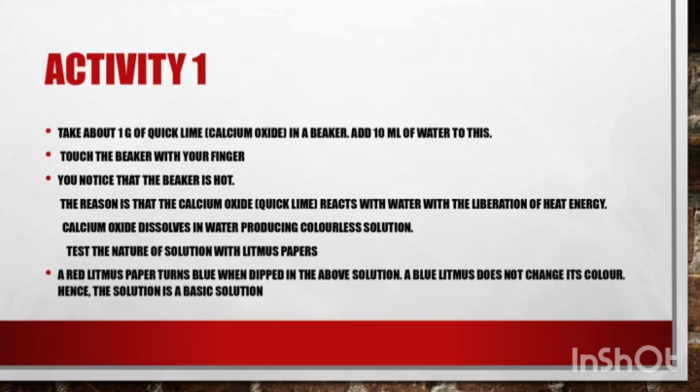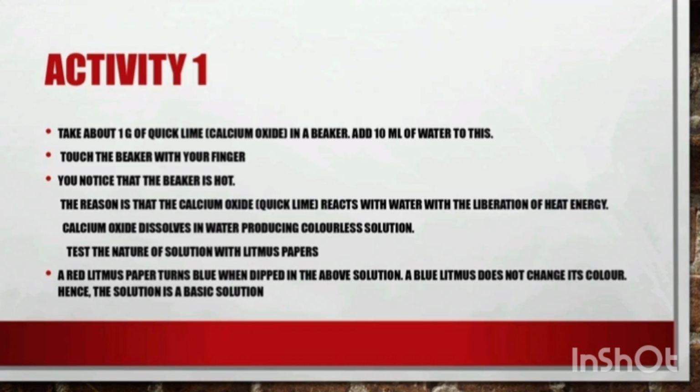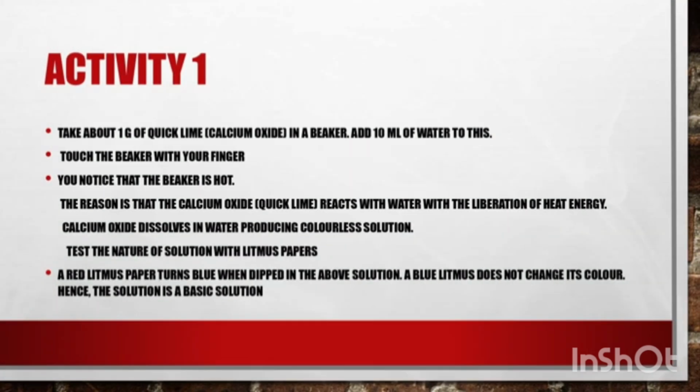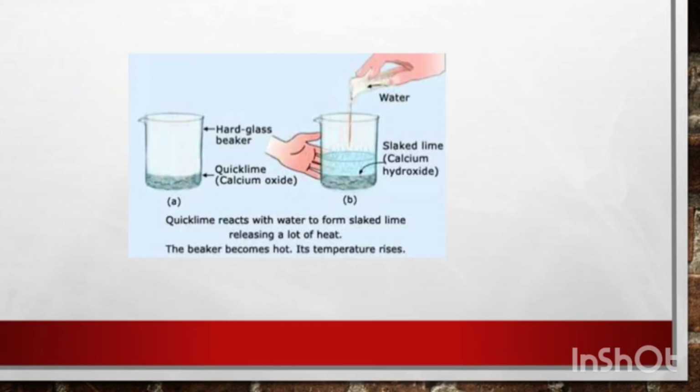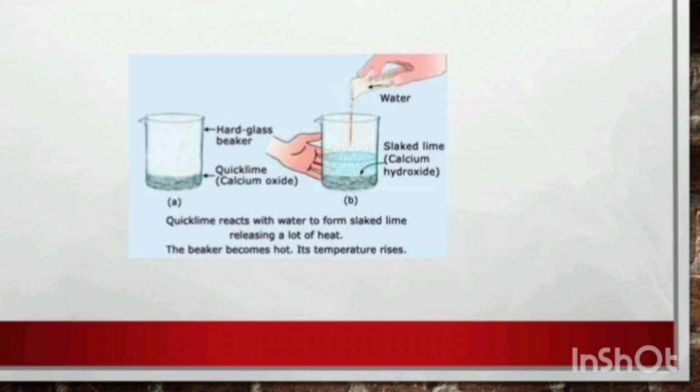Let us do a few activities based on chemical equations. In activity 1, we are taking 1 gram of quick lime in a beaker and adding 10 ml of water to this. When we add quick lime to water, you will feel, when you touch the beaker, that the beaker is hot. What is the reason?